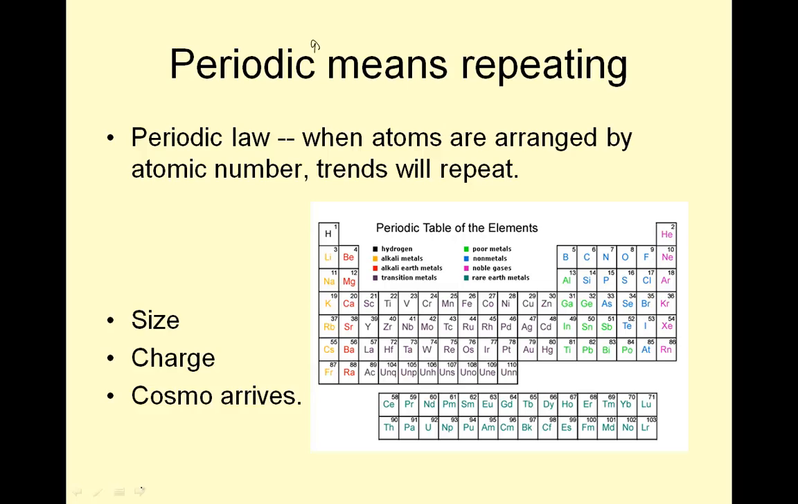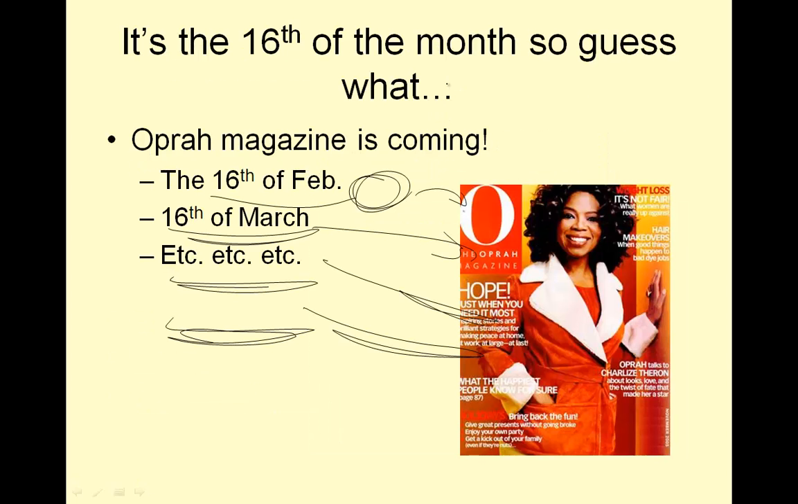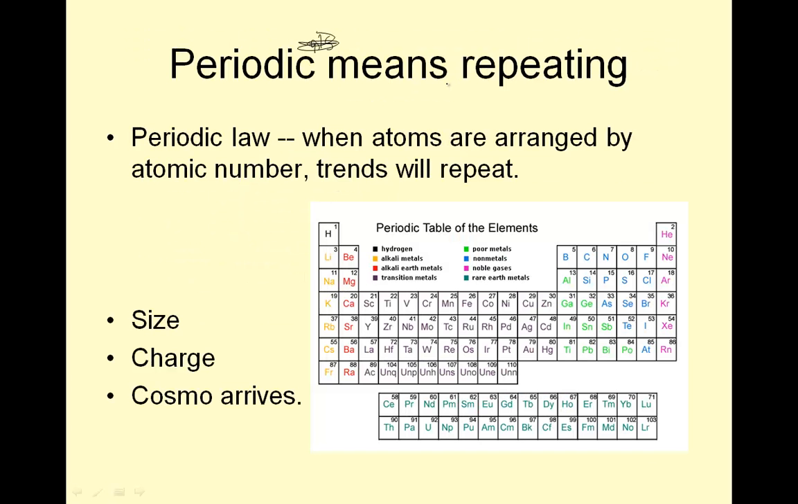So, periodic means repeating. Periodicals, right? That's what magazines are. Periodic means repeating. Hey, look, this is a periodical. So, the periodic table means repeating.